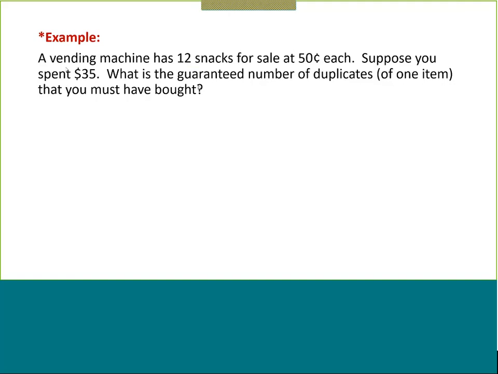Suppose you ended up spending $35 at this vending machine. What we want to know here is, what's the guaranteed number of duplicates? In other words, how many of one item are you guaranteed that you must have bought? Is it possible that you could have only bought one of the 12 snacks? Definitely, but that is one extreme case. The other extreme case is each time you bought a snack, you chose a different snack. In that sort of extreme case, what's the guaranteed number of duplicates? So let's see what we would do here.